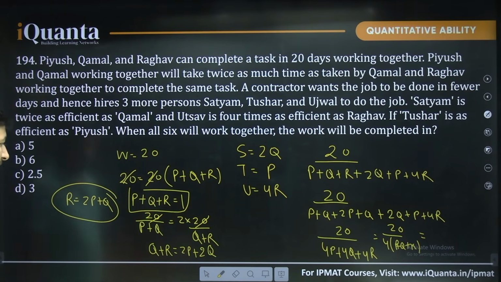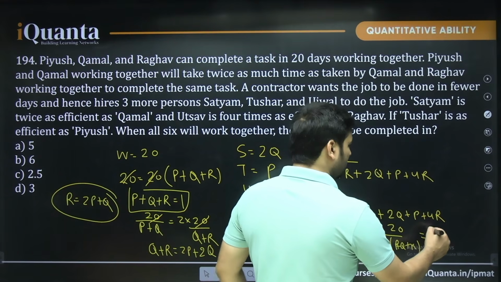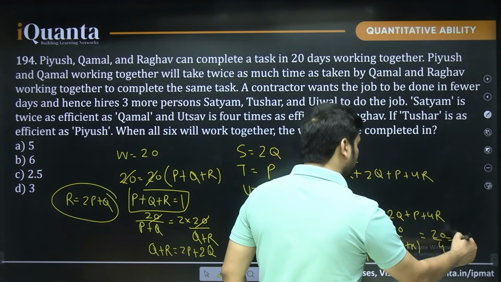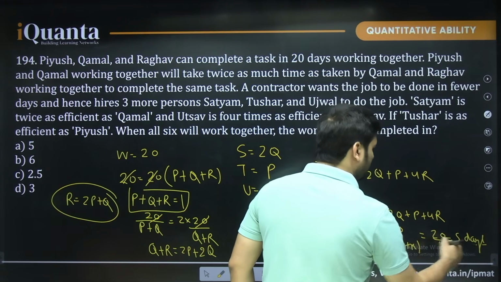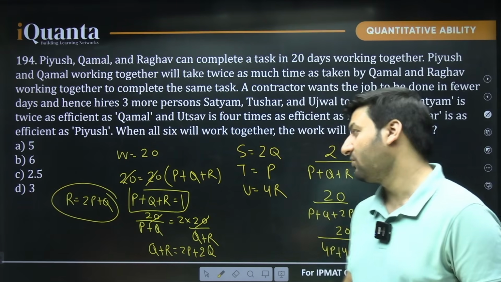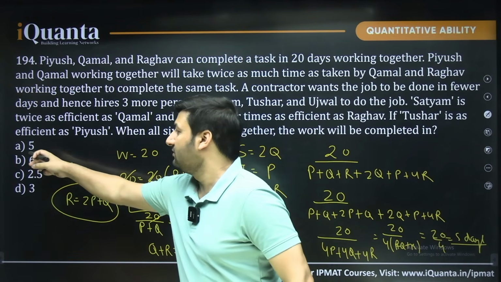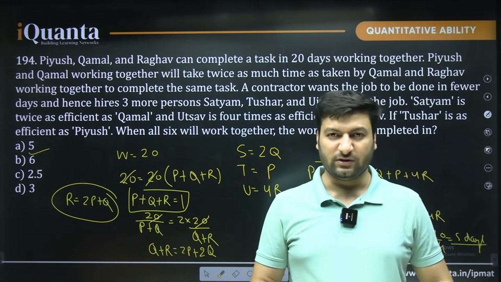So P plus Q plus R is actually equal to 1, so 20 upon 4 means 5 days. This is the time in which all 6 will complete the work. Okay, I hope this question is clear. This is simply related to efficiencies. Do we have any option 5 days? Yes, option A. Okay, let's go to the next question.